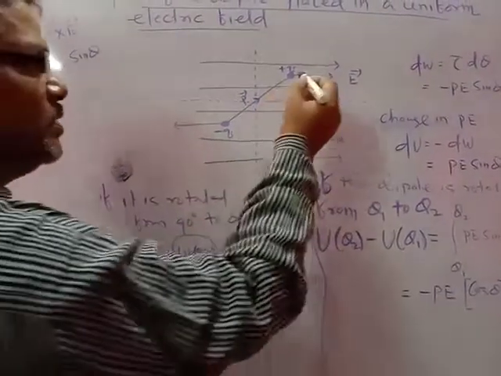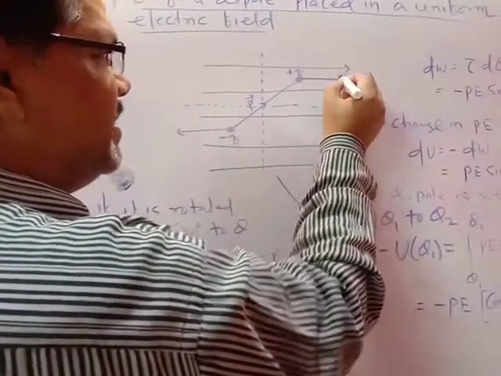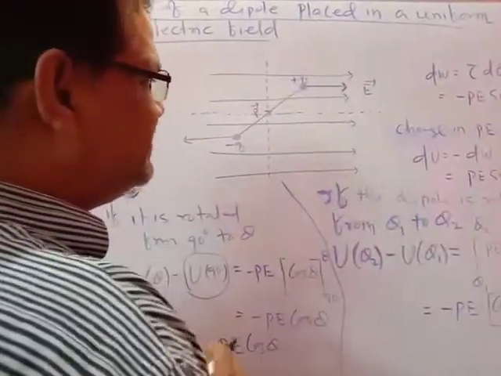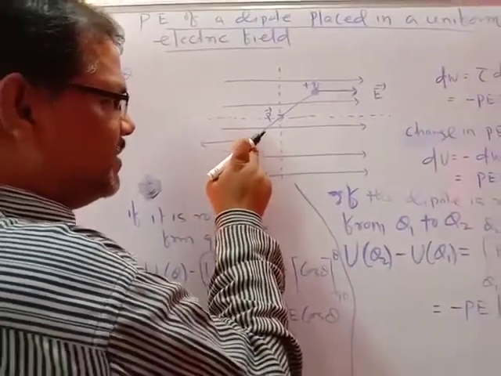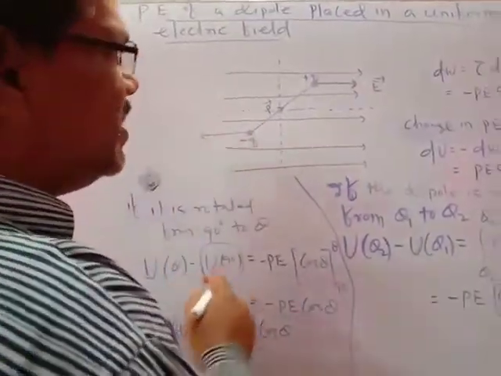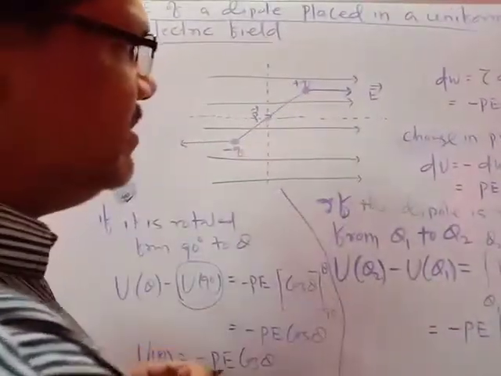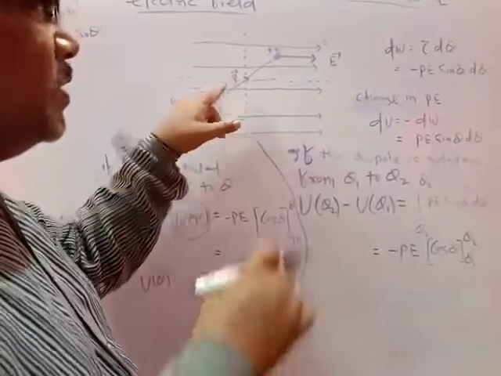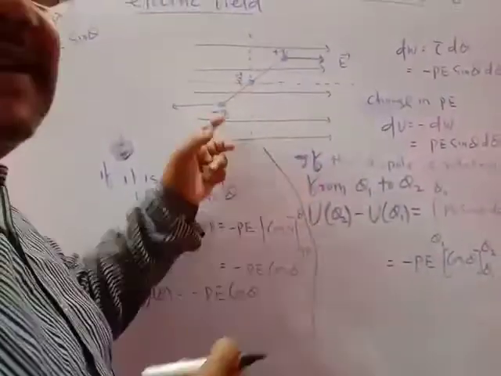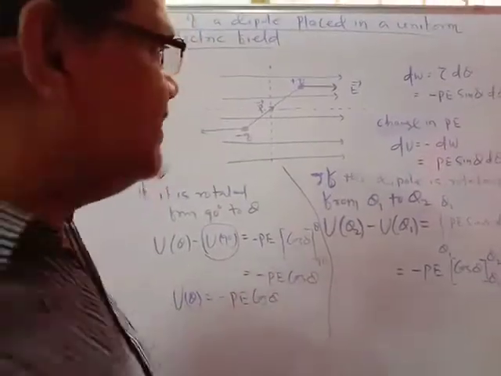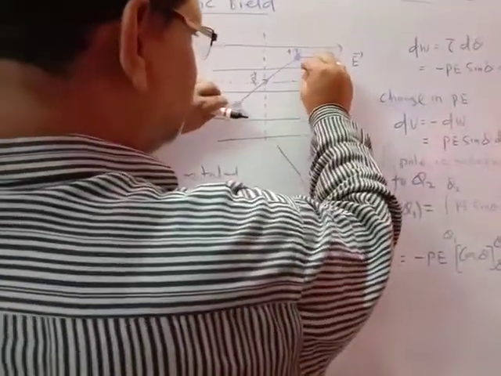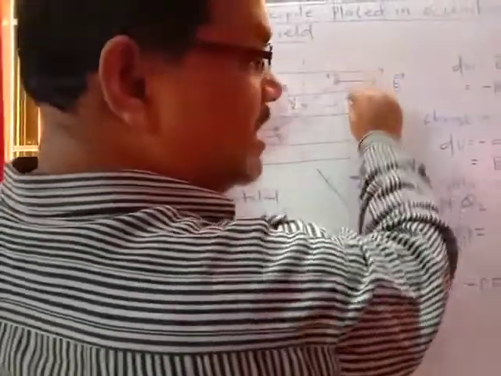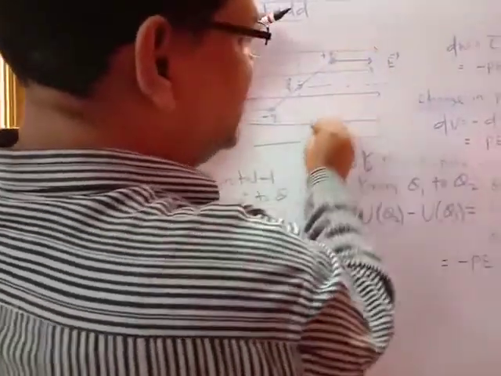So what happens here? Because the plus q charge is here, the force qE acts towards the right, and the force on the minus q is towards the left. Both the charges are not on a common line of action, so they will produce a couple. That means a torque will act on the dipole, and due to this torque, the dipole will rotate in this manner.